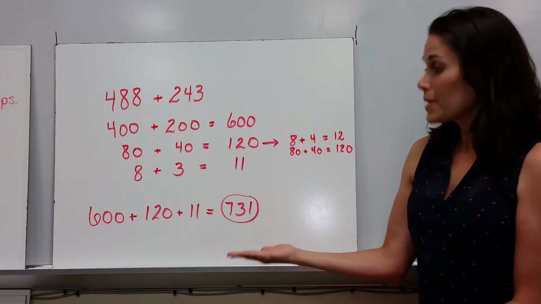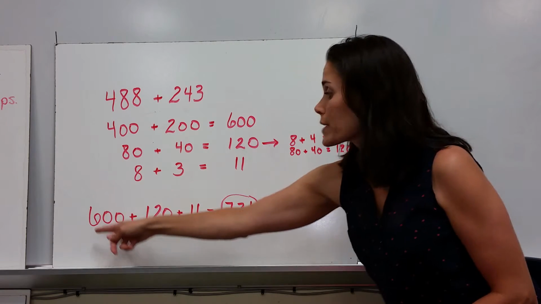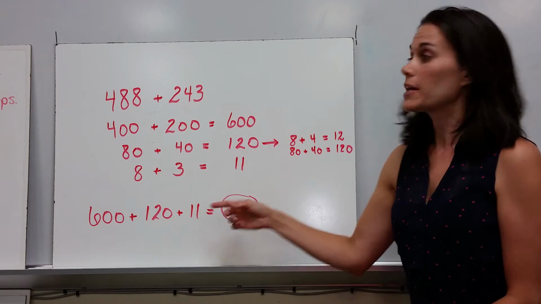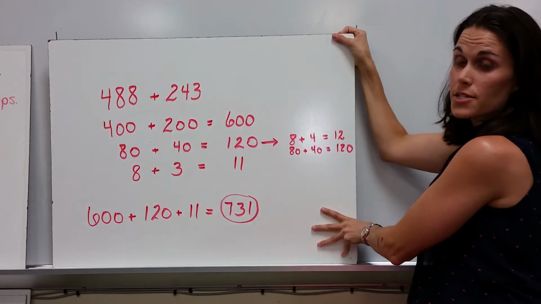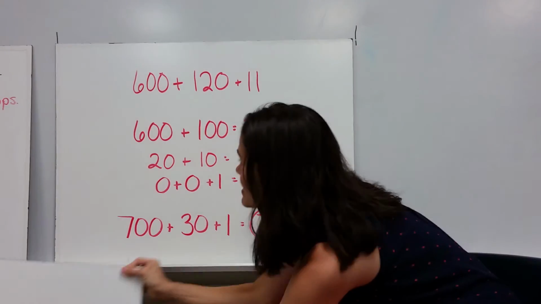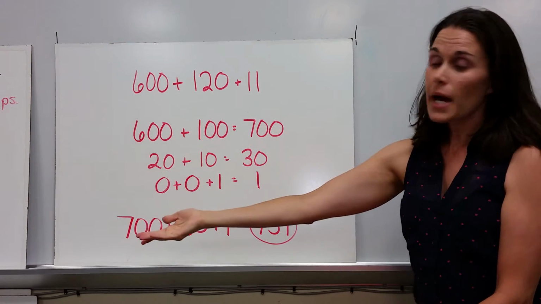This is another place that a lot of students have trouble adding. So if they don't want or can't add all these numbers mentally in their head, they can actually take this equation and repeat the process. Just add by place value again. So here's the 600 plus 120 plus 11 that we ended up with.